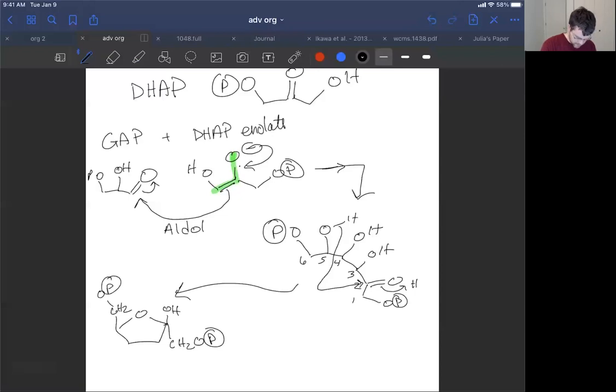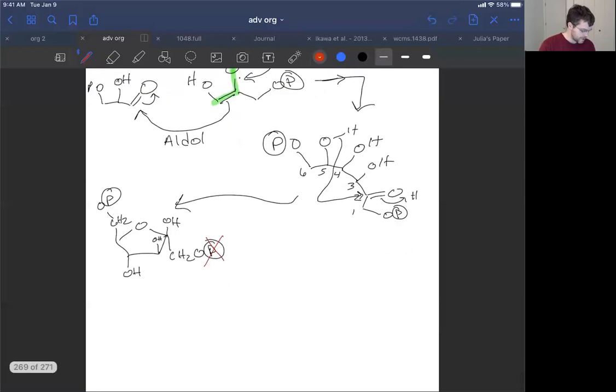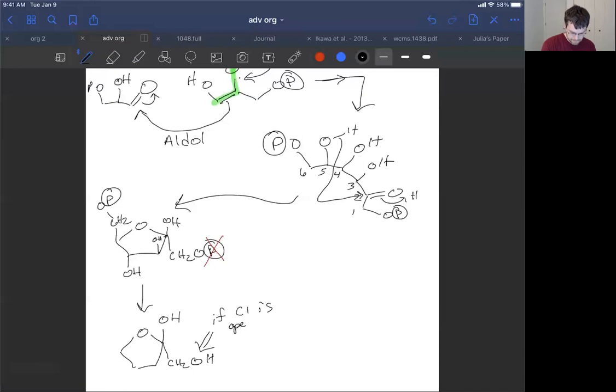Okay, and then it's up and down, right? Up. So this is that 1,6-bisphosphate. What we have to do is kill this phosphate at this position, which will allow us to isomerize to the 6-membered ring. So we're going to kill this. Now, if this is open, we're going to make the 6-membered ring. If that's open, we're going to make the 6-membered ring.